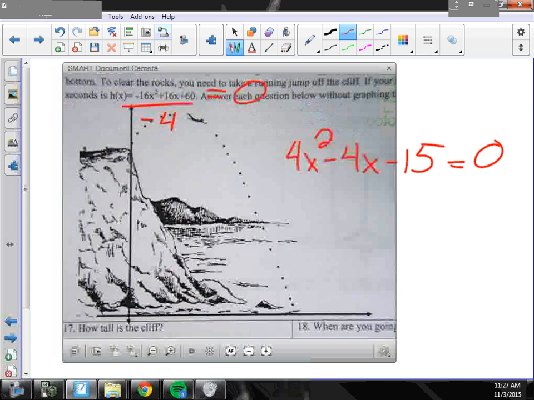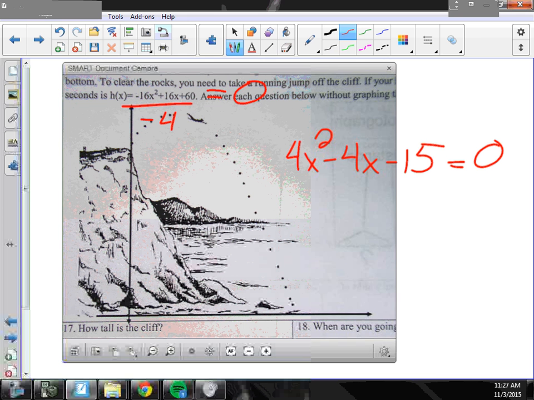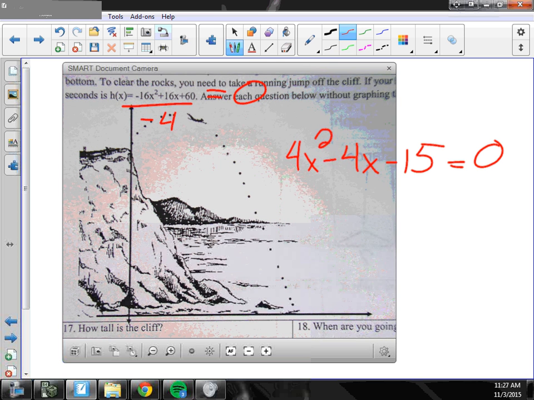Now, when you solve that, you're going to get two answers, right? Every quadratic has two solutions. Does the answer to this question actually show up in two places? Can you hit the water twice? Not unless you bounce. So, what do we do with the other answer? How do I know which answer is right and which answer is wrong? Only the positive answer is going to make any sense.